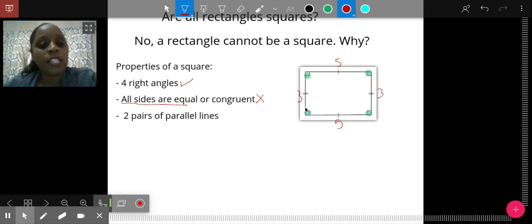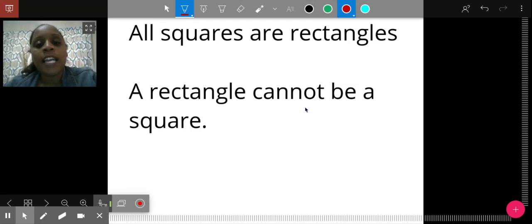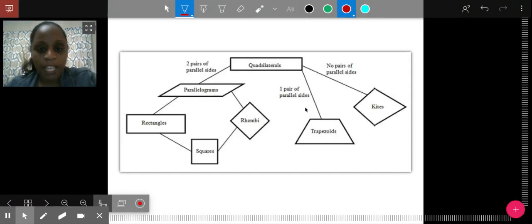All right, so the last thing that I want to go over is this chart right here. This will be the very last thing we'll go over. So these are the main quadrilaterals that you need to be aware of. All of these are quadrilaterals. Remember, the word quadrilateral has the prefix quad, which means 4. Okay?